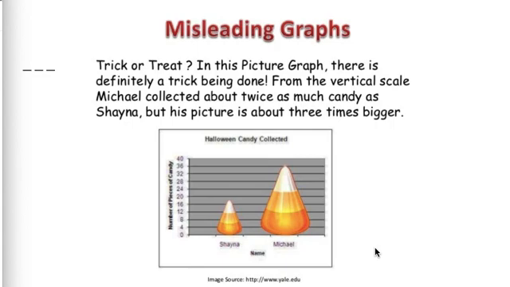So you can see that by making these pictures the way that they do, the area is much, much bigger than it should be. And it misleads people into thinking that really Michael has way more candy than he does. Michael really only has double the candy. The picture looks like it's triple.